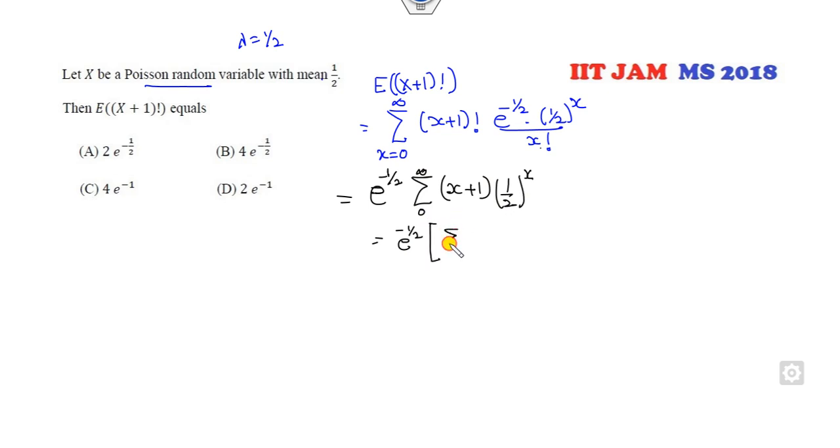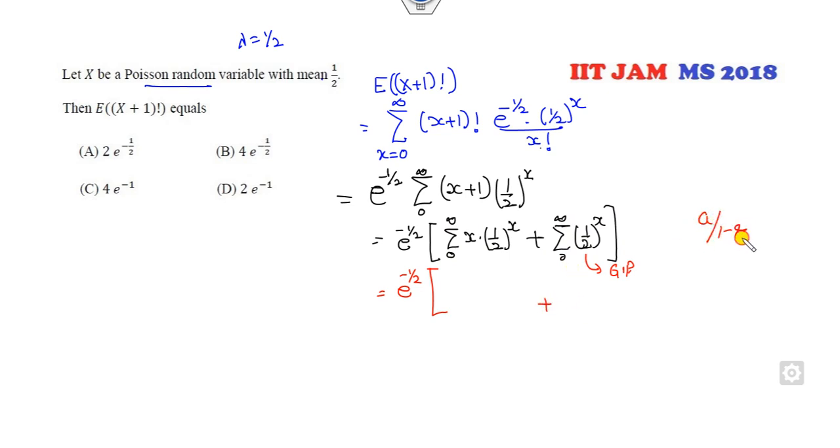I can open this bracket: x into half of x, plus the summation of half of x from 0 to infinity. Fine. Now what is that? e raised to power minus half. What is that? This is nothing but my GP. So what is the sum of the GP series? a over 1 minus r of this.